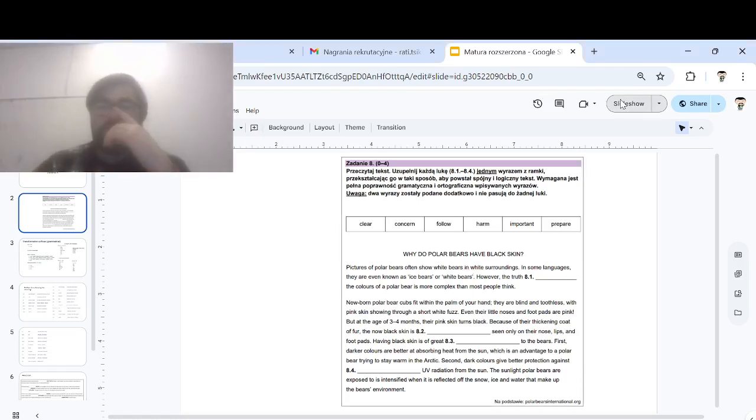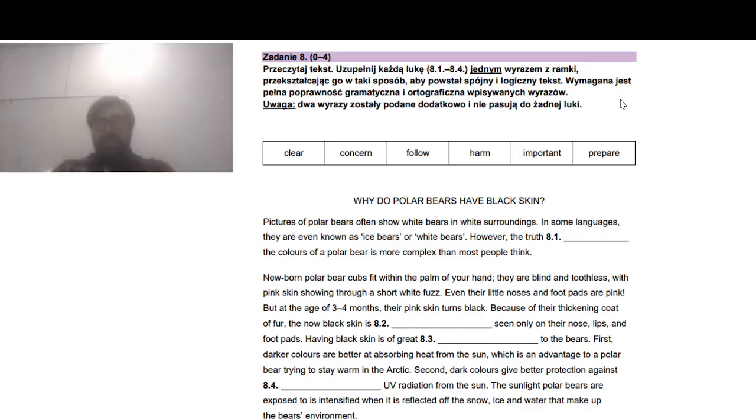Today we are going to talk about extended Matura, namely task number 8. When it comes to task number 8, as instruction is followed, you are going to see the text with 4 gaps in it, and above the text you will see 6 words.